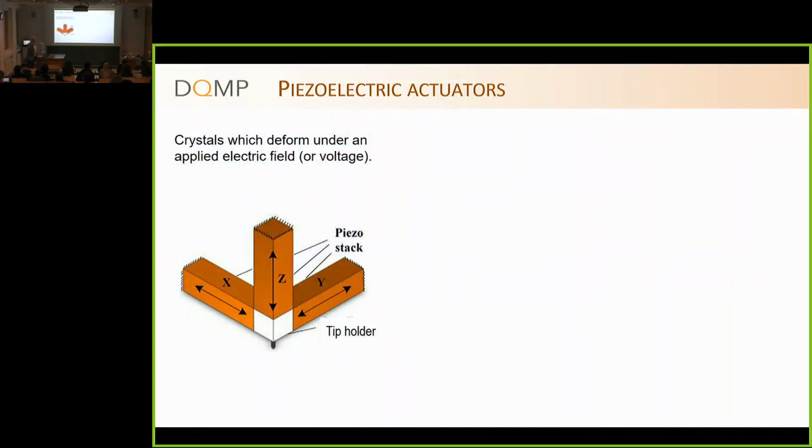Now there was the question that Pepe asked about the positioning. The first instrument was done with this kind of tripod, just using piezoelectrics. These are materials which deform under an electric field. If you use three different ones, which become longer or shorter depending on the bias you apply, then you can move in all three directions.